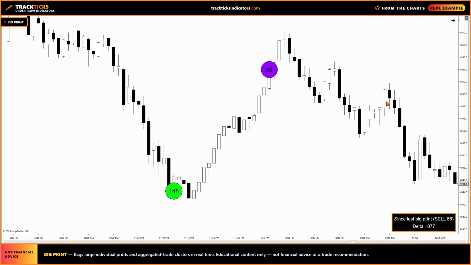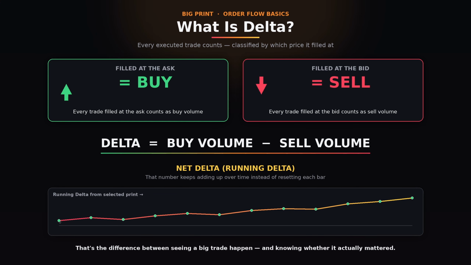If you're wondering what delta or net delta actually is, let me give you a quick explanation. Every executed trade counts, and it gets classified by which price it filled at. A trade filled at the ask counts as buy volume. A trade filled at the bid counts as sell volume. That's it. Every trade falls into one of those two. Delta is just the difference between those two, buy volume minus sell volume. If more volume filled at the ask, delta is positive. If more filled at the bid, delta is negative.